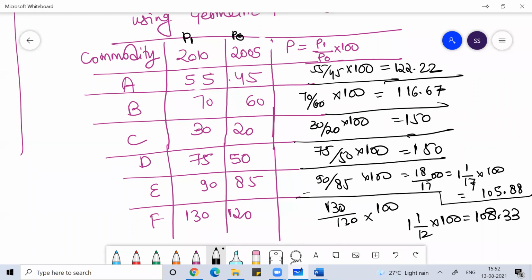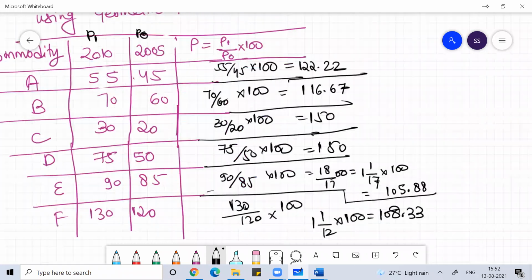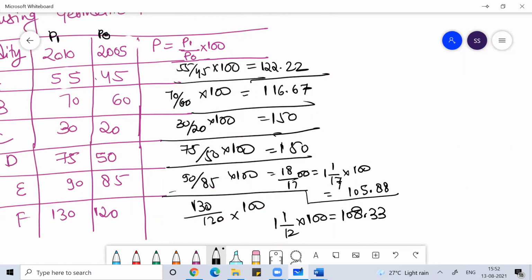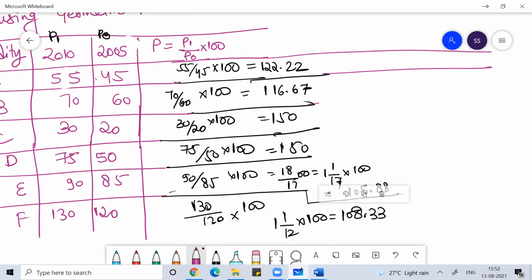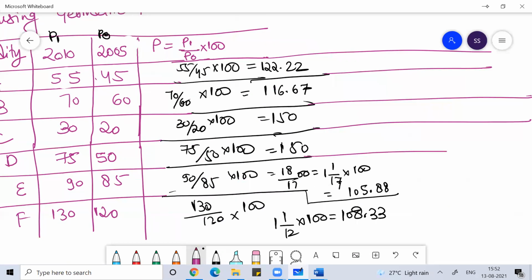So if you follow price relative by geometric mean method, or if you follow price relative by arithmetic mean method, in both cases you need to find the price relatives. Clear, everyone? Once you find the price relative, your work is still not done.